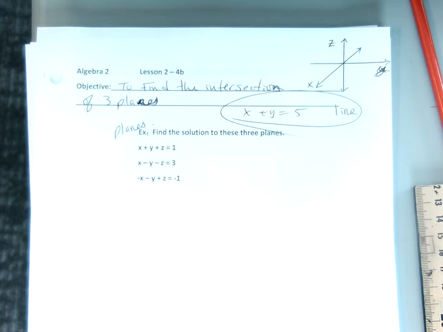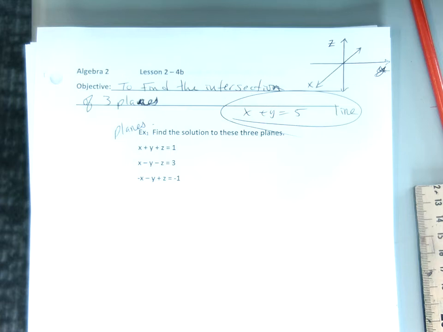Mathematically, if we put all 3 of these together, they can intersect in a point. There can also be no solution, because the planes could be parallel. You can visualize parallel planes, right? They're parallel, no solution. They could intersect in a line, which means you have an infinite amount of solutions. But what we're trying to find is when they intersect in one point. So plane 1, plane 2, plane 3.